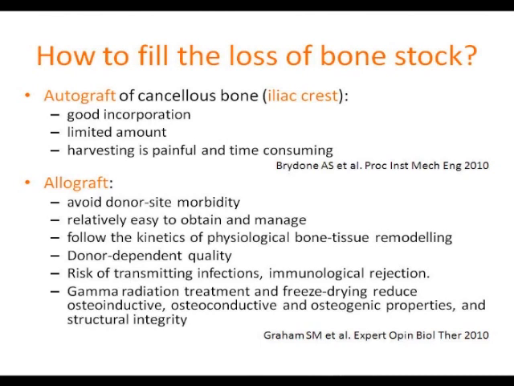So we can use allograft to avoid the donor site morbidity. It's relatively easy to obtain and manage with the bone bank we have now. But of course, we have the risk of transmitting infection and sometimes of immunological rejection. And because they are either gamma irradiated or freeze dried, or you combine the two treatments to have a very sterile product, the mechanical properties of this material and the osteoinductive, osteoconductive, and osteogenic properties can be very much decreased. So again, advantages and disadvantages.